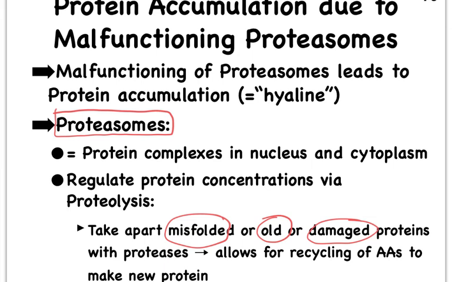But if these proteasomes are not functioning right, then clearly we're going to see that all these proteins that normally the cell should be getting rid of are starting to accumulate. And for some reason, this accumulation of proteins is referred to as hyaline at times. I'm not 100% sure where that term comes from because we also have something called hyaline cartilage. So I don't know if that has anything to do with that.